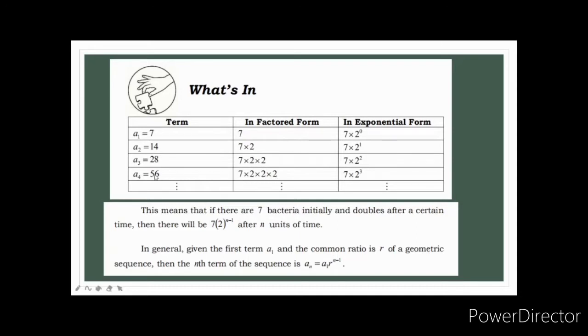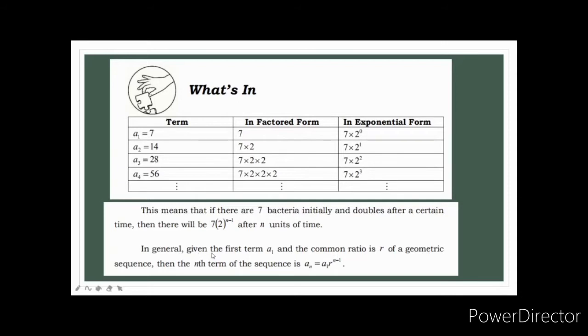So in exponential form, the first is 7 times 2 raised to 0. Second is 7 times 2 raised to 1. Third, we have 7 times 2 raised to 2. And fourth, 7 times 2 raised to 3. This means that if there are 7 bacteria initially and it doubles after a certain time, then there will be 7 times 2 raised to n minus 1 after n units of time.